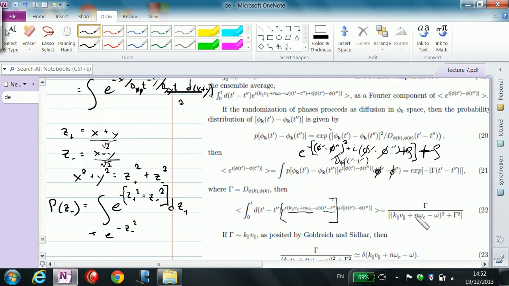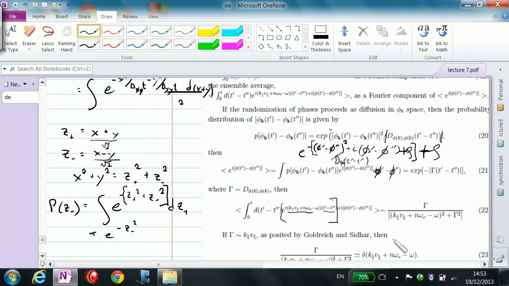Oh, I wrote absolute value here. Note, this is absolute value. If I switch t prime and t double prime, it doesn't change because the correlation goes back in time as well. And that's because there should have been an absolute value here as well.